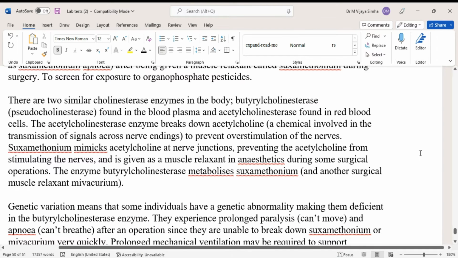Introduction. There are two similar cholinesterase enzymes in the body: butyryl cholinesterase, found in the blood plasma, and acetylcholinesterase, found in red blood cells. The acetylcholinesterase enzyme breaks down acetylcholine to prevent overstimulation of the nerves. Suxamethonium mimics acetylcholine at nerve junctions, preventing acetylcholine from stimulating the nerves, and is given as a muscle relaxant in anesthetics during some surgical operations. The enzyme butyryl cholinesterase metabolizes suxamethonium.